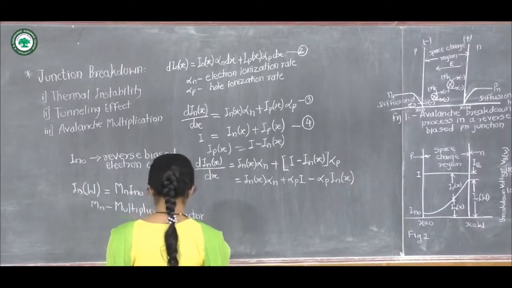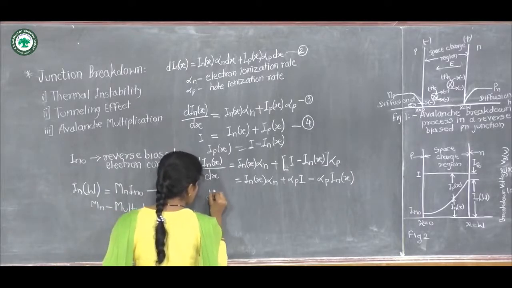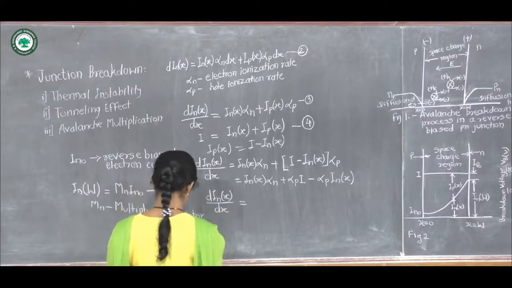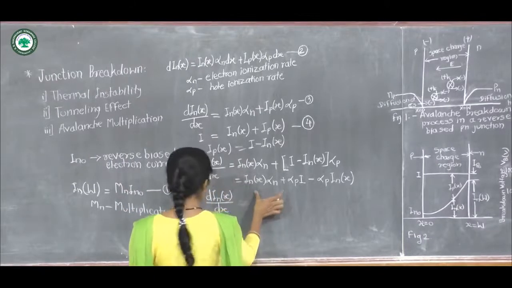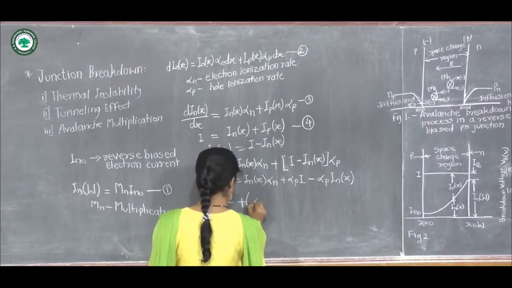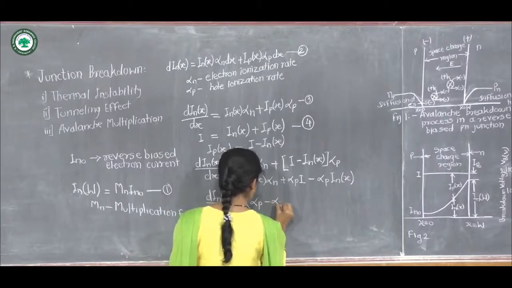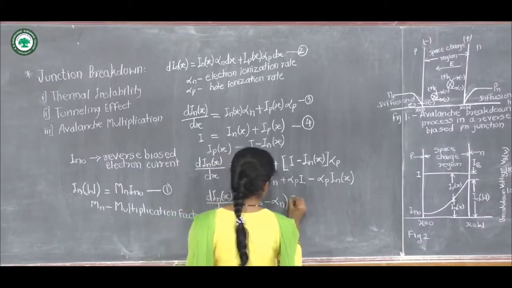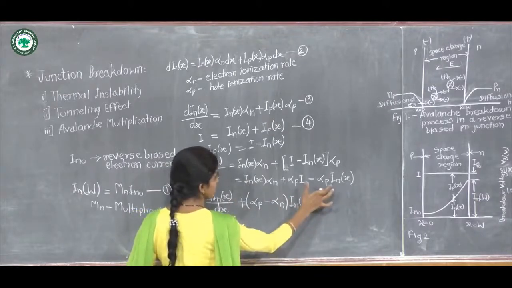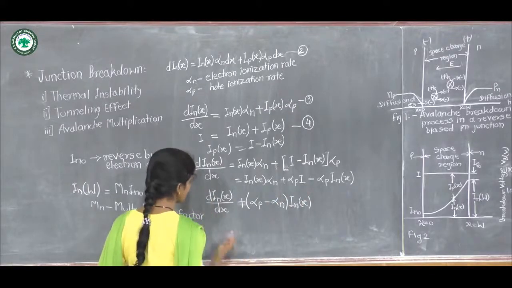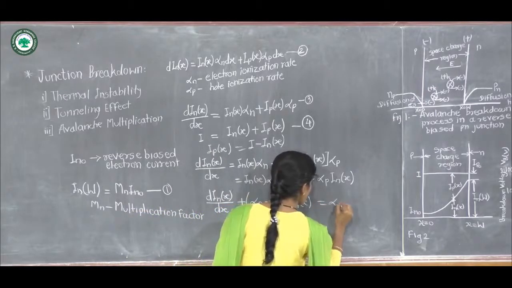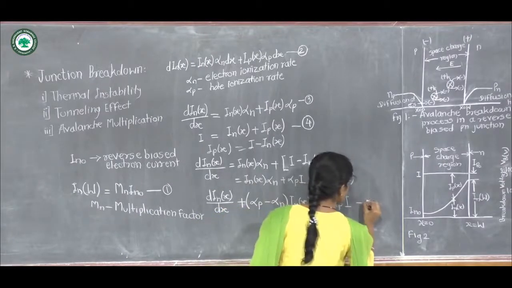So we get dIn of x by dx, which is equal to, or by taking this part of alpha n and alpha p towards the left side, we get alpha p minus alpha n into bracket In of x. So by taking In of x common from these two entities and taking it to the left side, we get dIn of x by dx plus alpha p minus alpha n In of x, which is equal to alpha p into I. So this is equation number 5.